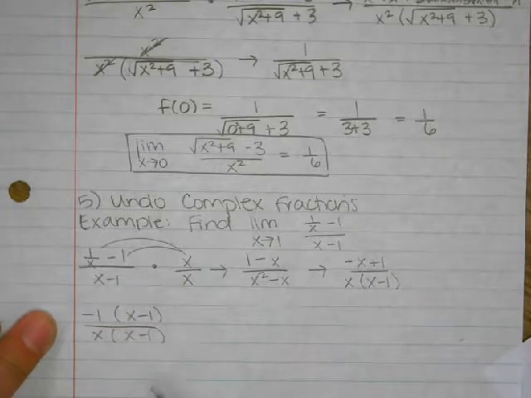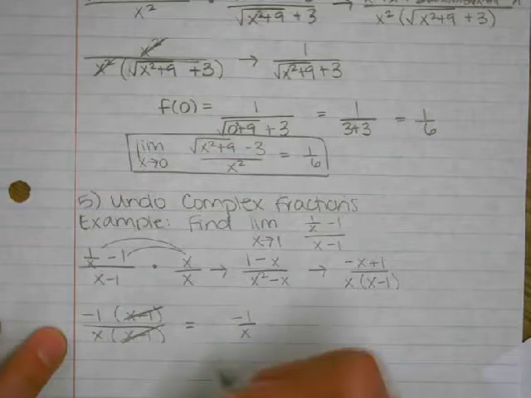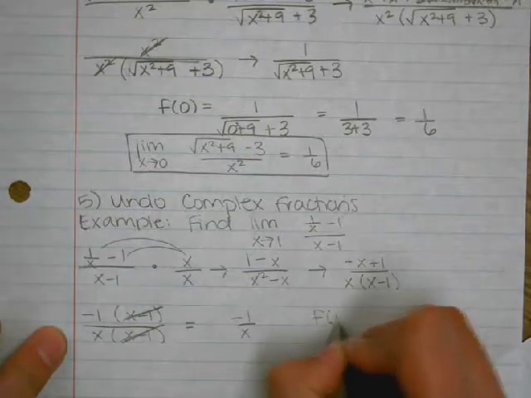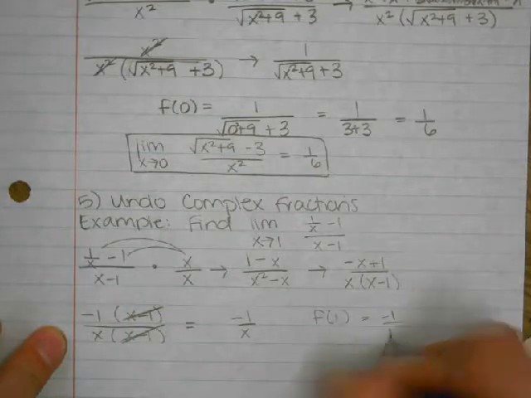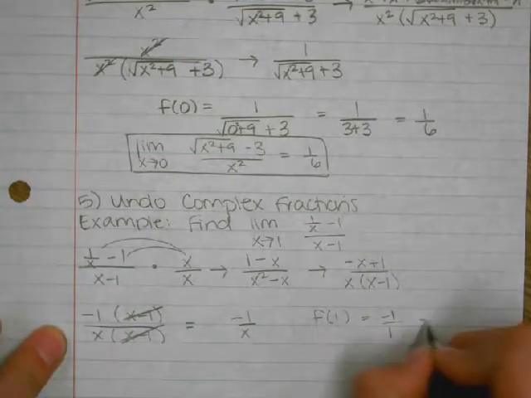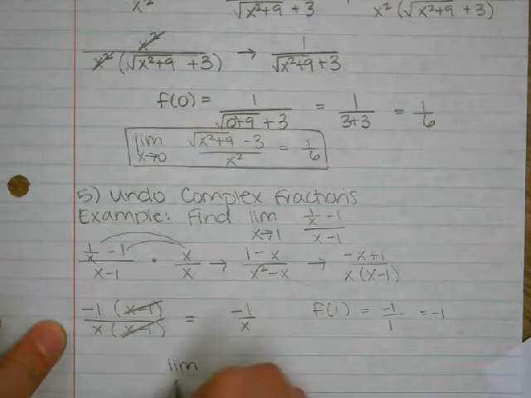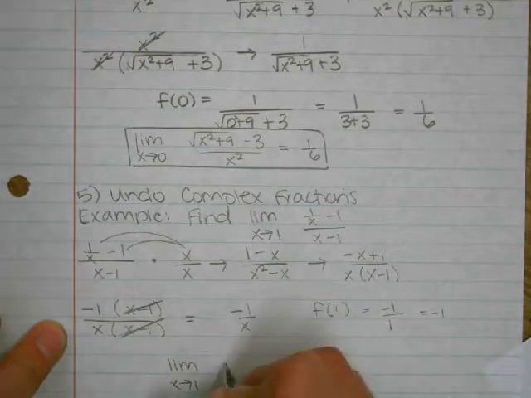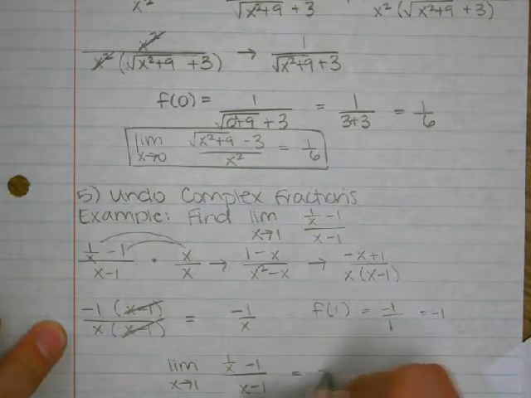And now we can see that we have factors that are canceling to make 1. That leaves me with negative 1 over x. And at this point, I can evaluate this function. So if I plug in 1, negative 1 over 1, overall that's going to equal negative 1. So now I can conclude that the limit as x approaches 1 of this complex fraction is negative 1.